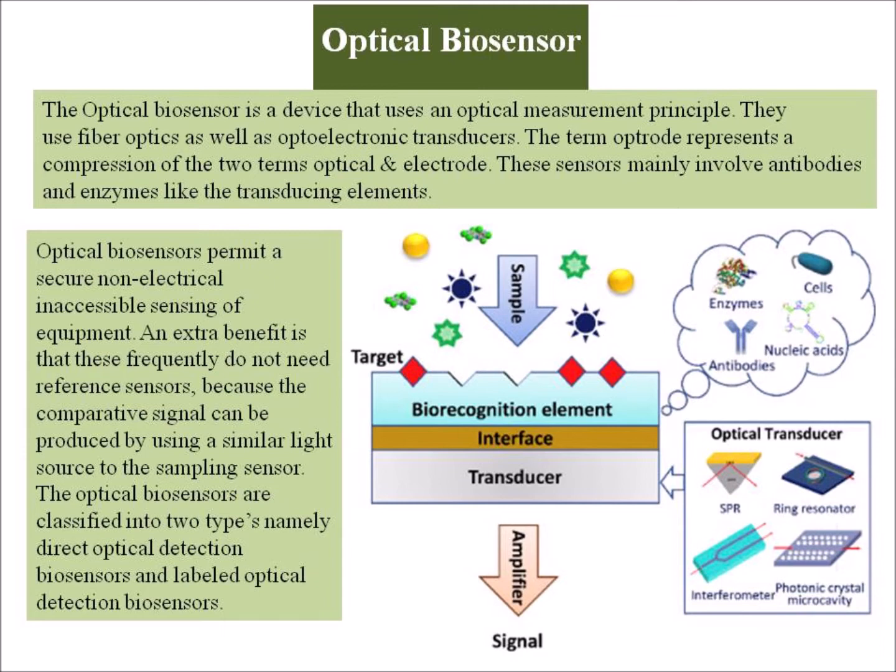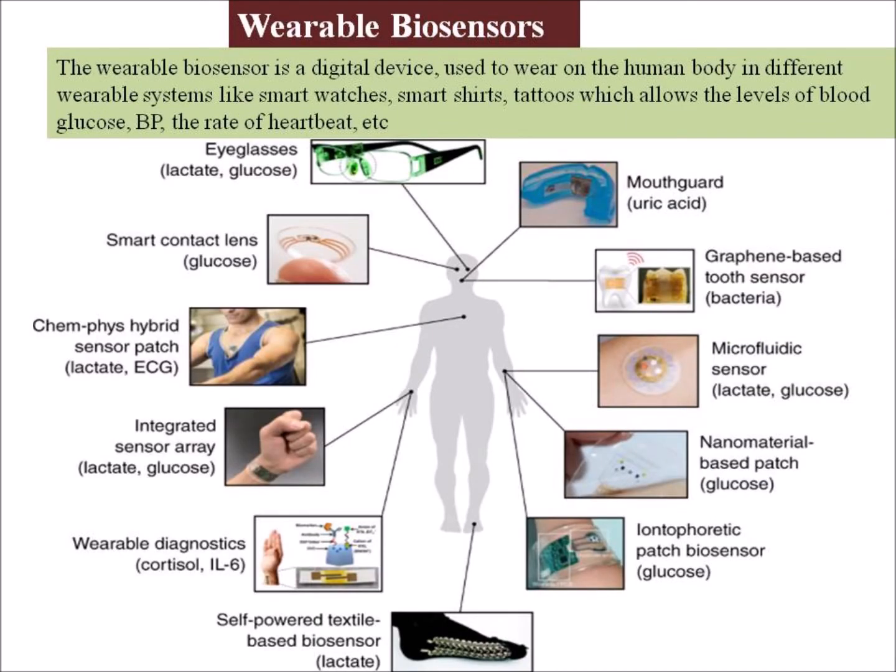The optical biosensors are classified into two types, namely direct optical detection biosensors and labeled optical detection biosensors. Wearable biosensors. The wearable biosensor is a digital device worn on the human body in different wearable systems like smartwatches, smart shirts, and tattoos, which allow monitoring of the level of blood glucose, blood pressure, heartbeat rate, etc. See here, wearable biosensors are given.